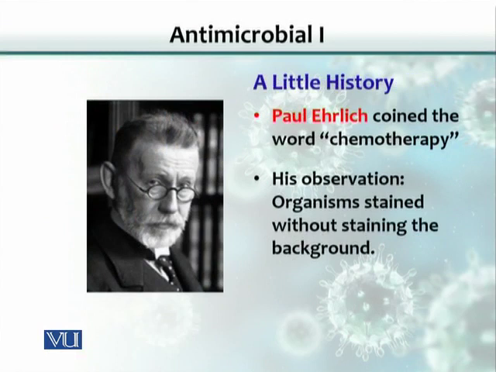Paul Ehrlich was a German microbiologist. He coined the word chemotherapy. His observation was that organisms could be selectively stained by using various dyes. That idea made him think that he could come up with something that he called a magic bullet to treat or kill the organism selectively, as the microorganisms could be stained without staining the background.